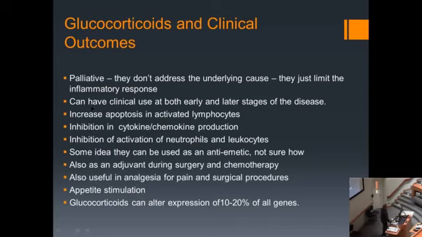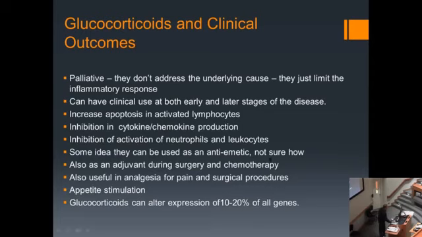As a group, they can increase apoptosis in activated lymphocytes, and that's their immunosuppressive action. They inhibit chemokine and cytokine production. These chemokines and cytokines are the things put into the circulation that drive leukocyte recruitment and migration from one anatomical compartment to another.